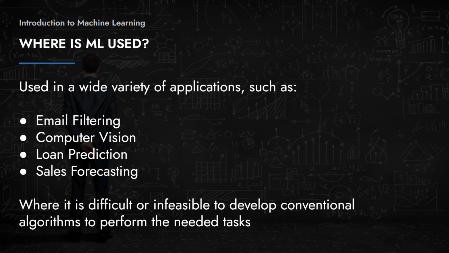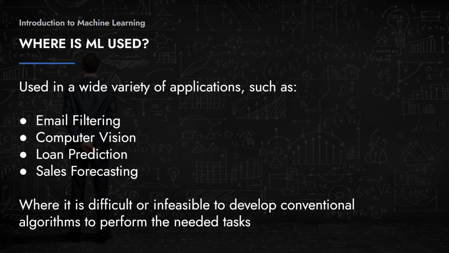Now, machine learning, I'm using ML to refer to it instead of writing out machine learning every time, but it has a very wide variety of applications. Very wide, like too many applications to even list here. So I just listed a few here. So email filtering, computer vision, loan prediction, sales forecasting.